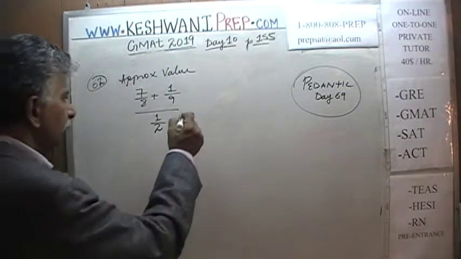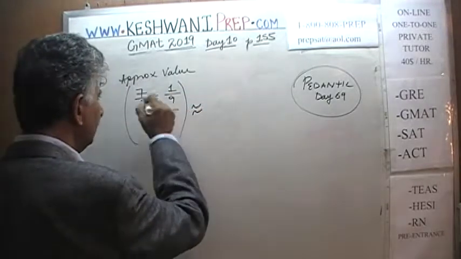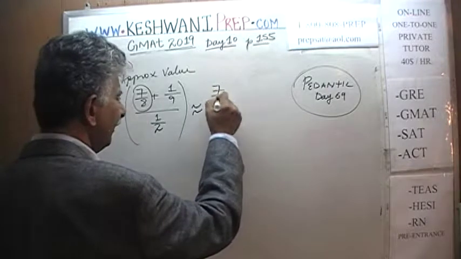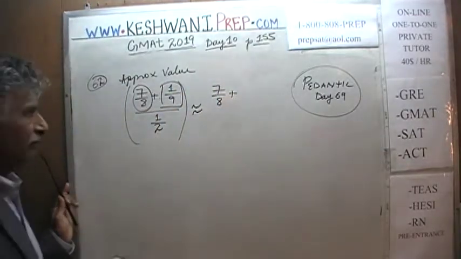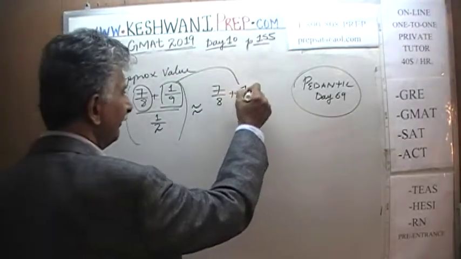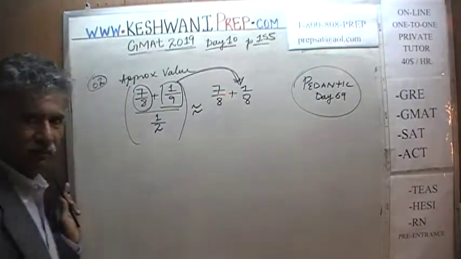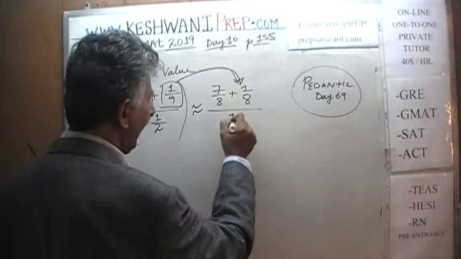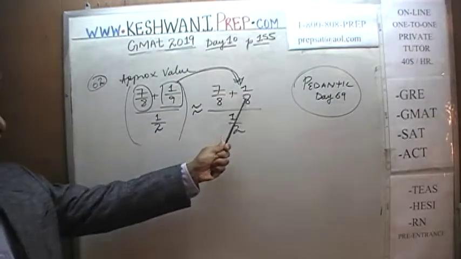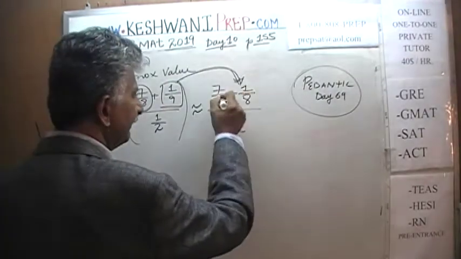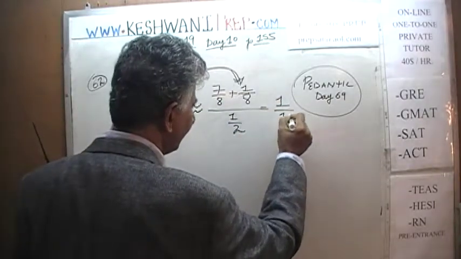So here's what we're going to do. This quantity that we see here is approximately equal to 7/8 plus, and this 1/9 that we see here, let's approximate that 1/9 as 1/8. Over half. The half is going to remain half, and we are done. 7/8 plus 1/8 is just a 1. So it's just 1 over 1/2.